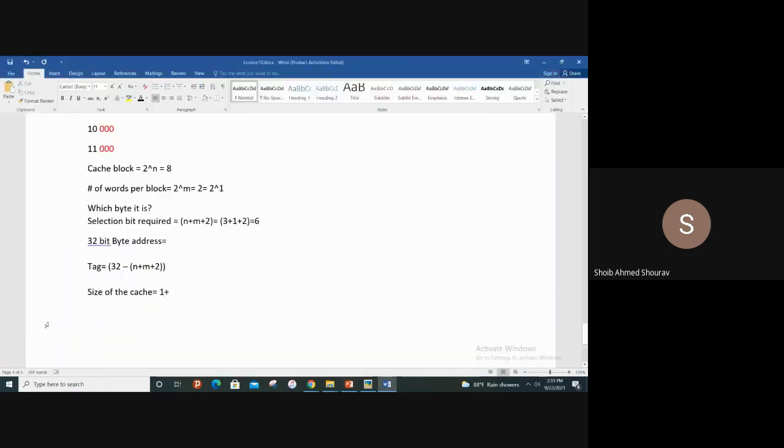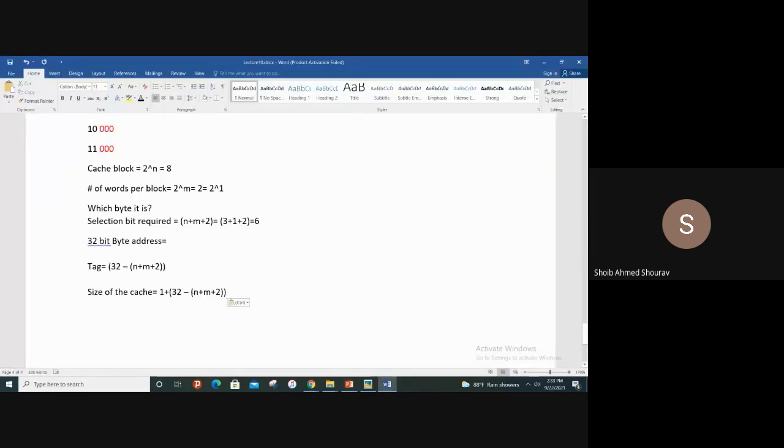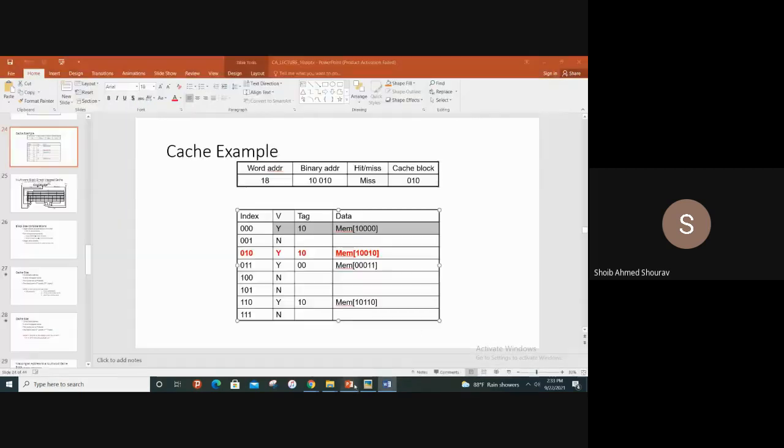Now plus. Now for tag, it is this. Please respond. Yes, sir. Valid plus tag. Valid plus tag. Okay. Now we have to find out the data. Now this is a little bit tricky, but really interesting. How many? What is the size of the data will be?